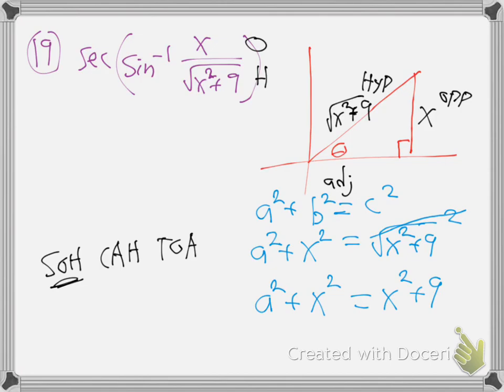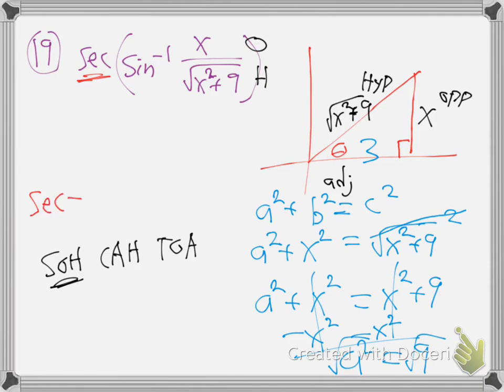And then what can we do? Yeah. So a squared is 9, rooted. A is 3. That side's just 3. Everybody see that? So I just square rooted it. Square root of 9 is 3. So the adjacent side is 3. So now we're ready to do secant.